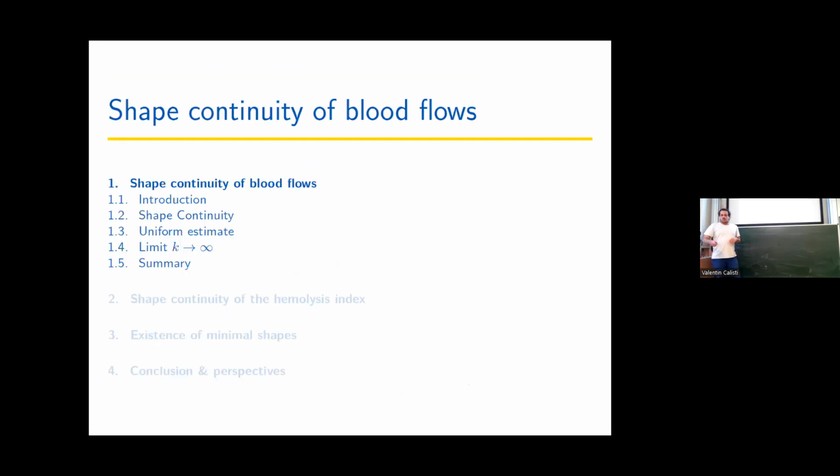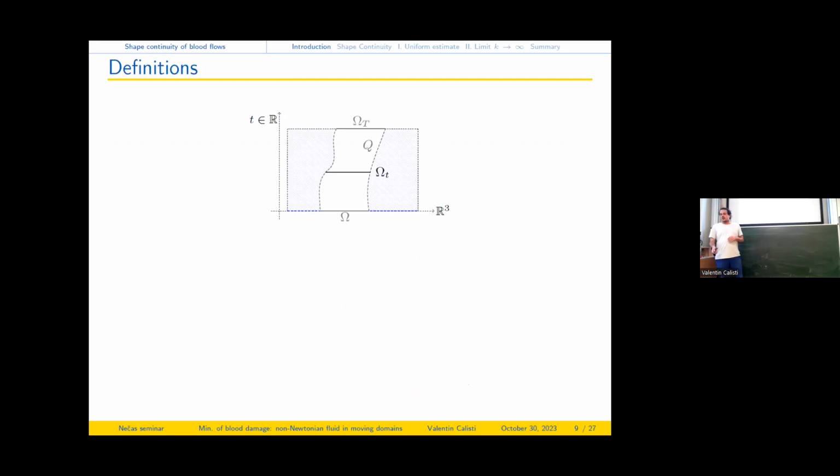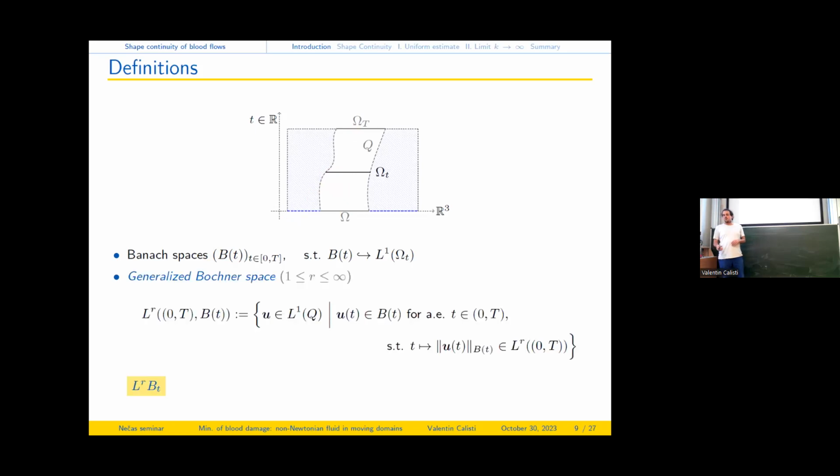So I start with the shape continuity of blood. Before, I just want to recall some definitions of the functional setting we need for this, that is to say the generalized Bochner space, because we are working on a moving domain. So here I have drawn my domain Q. And for each layer, you can consider that for each slice Omega t, you have some Banach space B_t, which is embedded in L1 of Omega t at least. And we define the generalized Bochner space as follows.